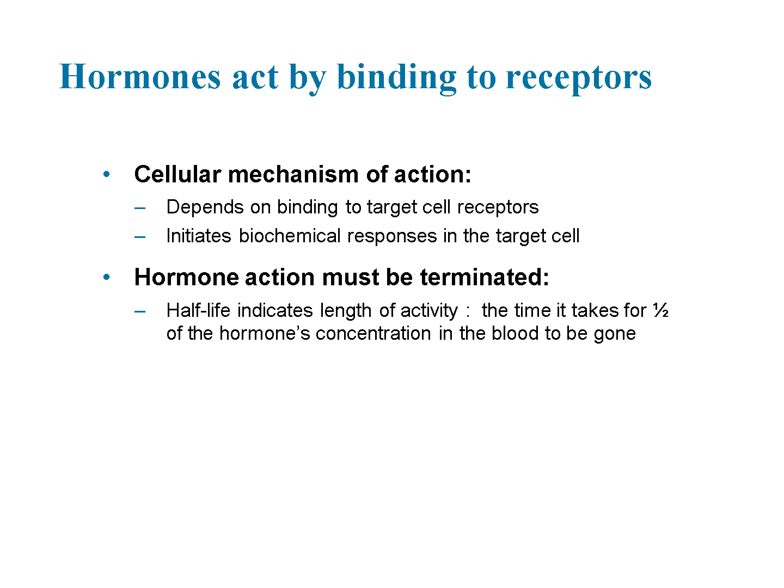To maintain homeostasis, hormone action must be terminated once the desired response is achieved. This termination is often measured by the hormone's half-life, which refers to the time it takes for half of the hormone's concentration in the blood to be eliminated. A shorter half-life indicates rapid hormone clearance, while a longer half-life suggests prolonged activity, ensuring that hormonal signals are appropriately regulated to prevent excessive or insufficient responses.